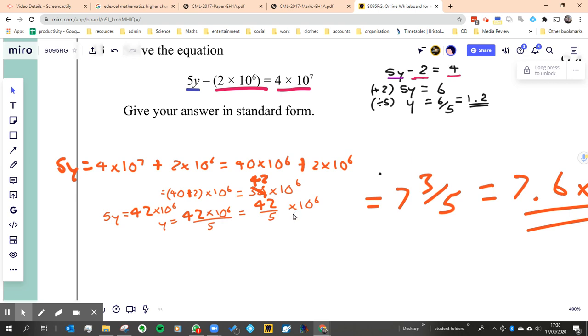So 42 over 5, not 50. The reason why I got it wrong is partly because of that, and also because the nearest number to 42 that is in the 5 times table is 40. So you're going to be thinking 40 plus 2 over 5, basically. 40 over 5 plus 2 over 5. 40 over 5 will be 8. Then 2 over 5 will be 0.4 actually.